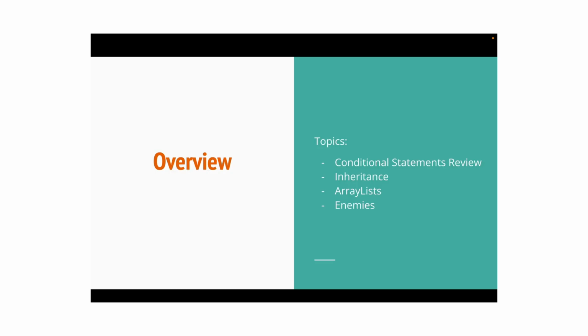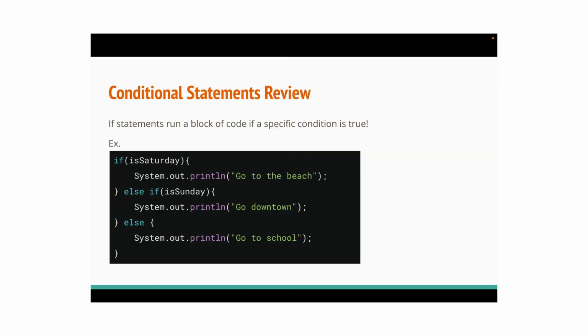All right, let's go into an overview of what we're learning today. We're going to be going over a review of conditional statements, and then we'll learn about three things: inheritance, array lists, and enemies. So first, let's review some conditional statements.